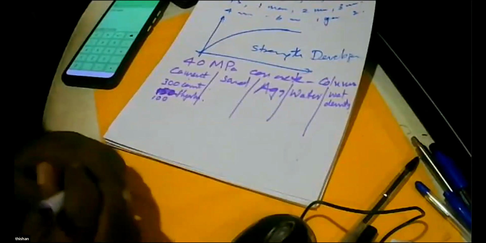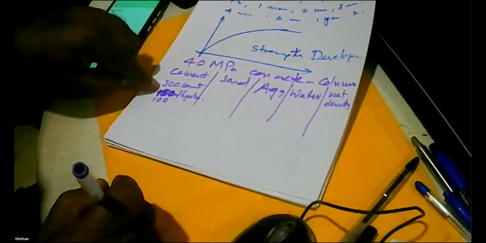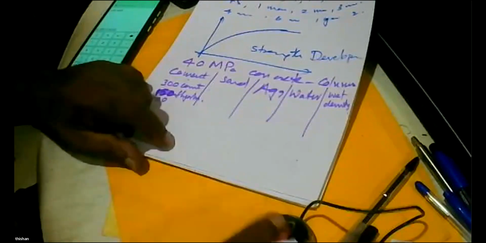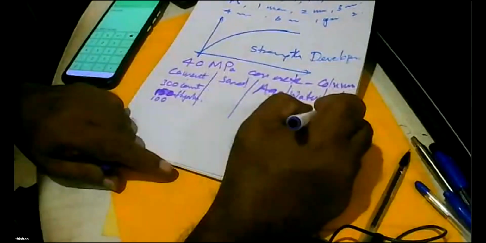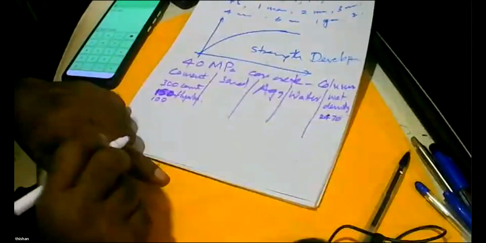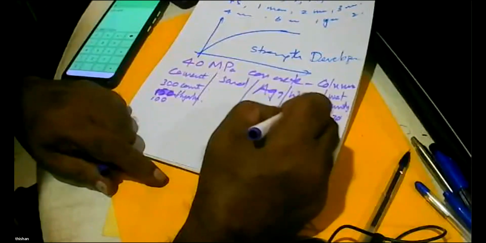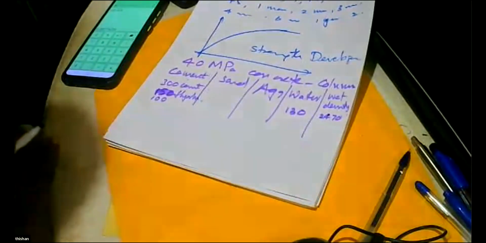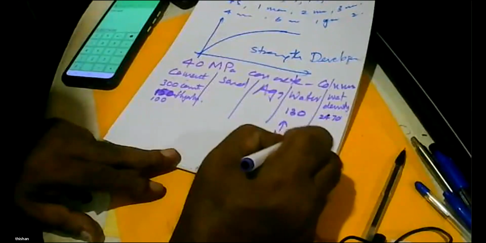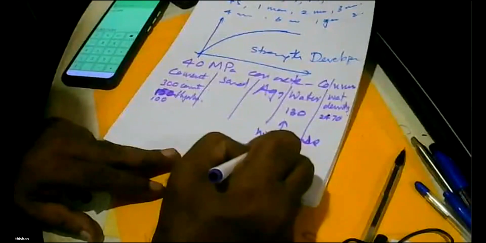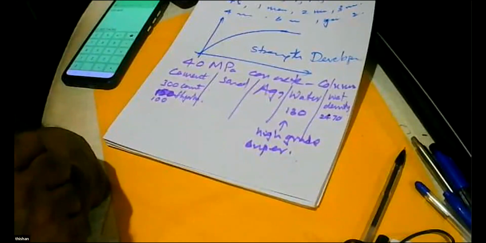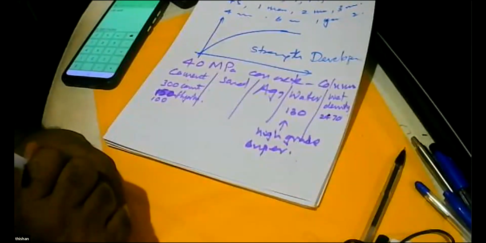Sorry, I'll stop here. You know the problem. I can't use too much cement. The maximum cement is 300. I want to get 40 megapascal. So I'm going to say wet density is 2470. Lot of fly ash there. I say I'm going to use 130 water by using a high grade superplasticizer. The normal superplasticizer will allow you 150, 160 water. High grade superplasticizer will allow you 120 to 130.